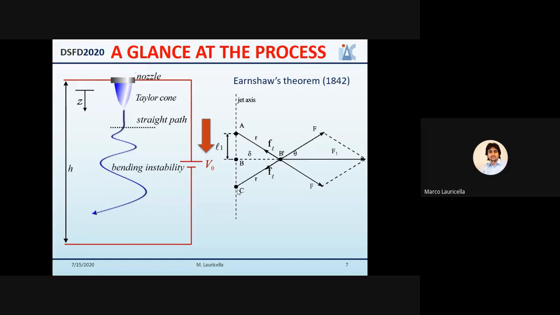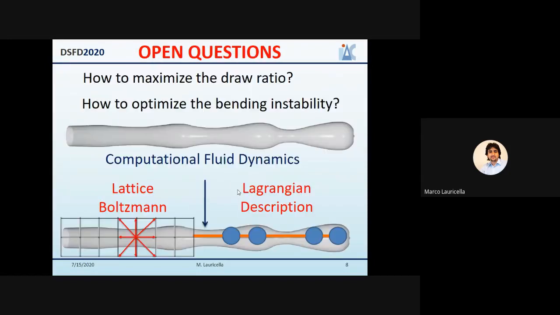The bending instability is usually explained in terms of the Earnshaw theorem. This theorem states that a straight chain made of electrical charges of the same sign cannot be in equilibrium along a straight line, but any small perturbation perpendicular to the jet axis triggers a perpendicular repulsive electrical force which bends the segment outside from the jet axis.